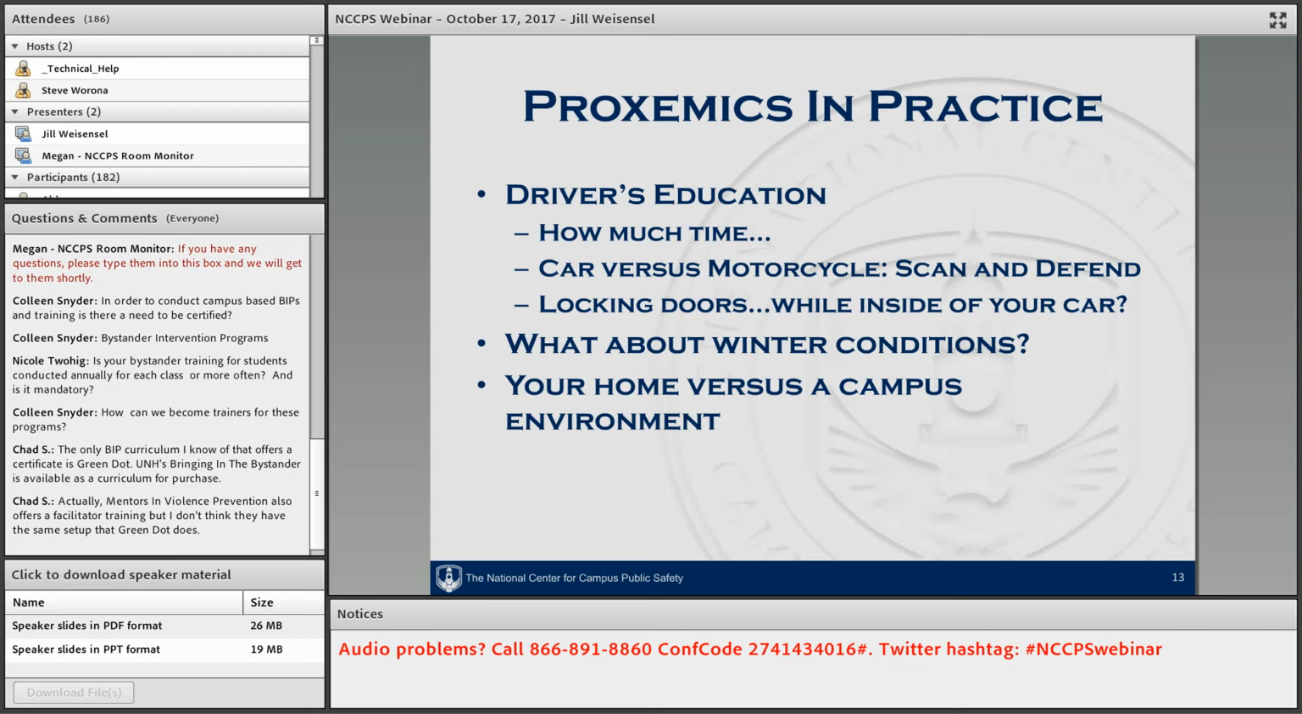The first time I really understood managing space for safety was in my driver's ed class. They said, how many seconds behind the car in front of you should you be and should you maintain so that you don't crash? Right? I think that's something we've all gone through.